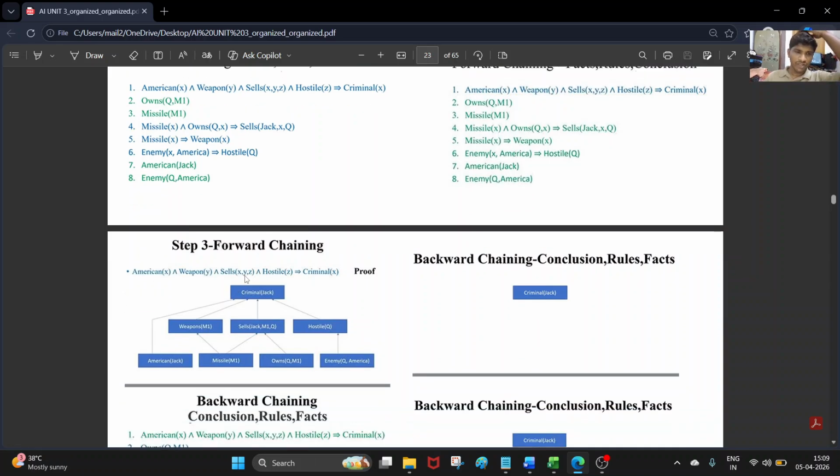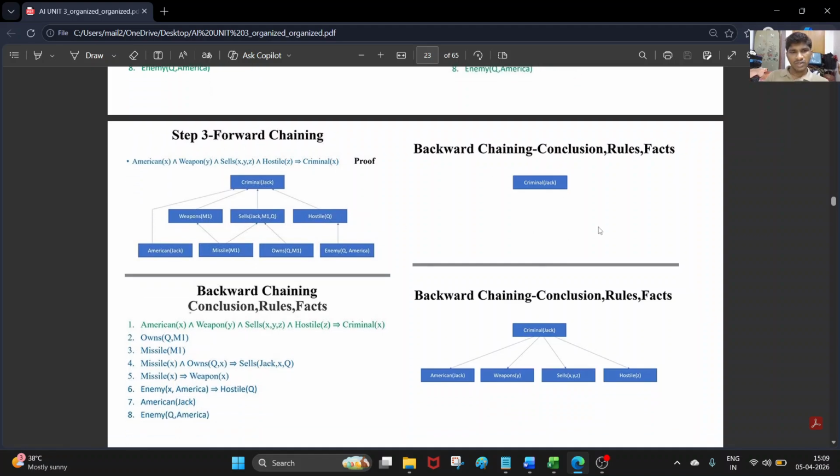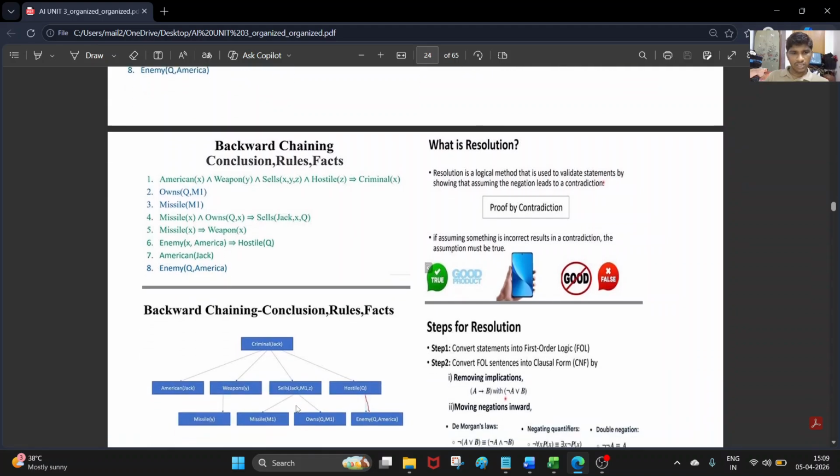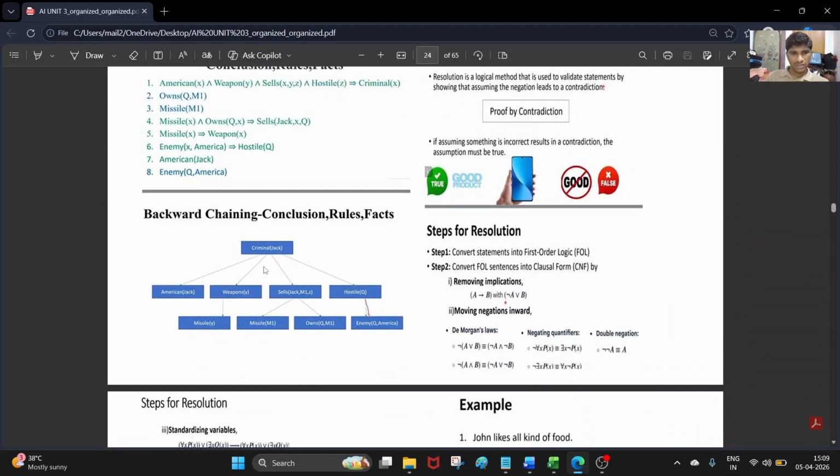So if you are going in a forward way, this is forward chaining. Next, backward chaining. We have to start from Criminal of Jack and then move downward. From criminal, what are the premises there? American, Weapon, Sell and Hostile, you have to write down. Then we take whatever matches with that and hold it. So next step is that. At last we will come to the facts. So this is the conclusion, these are the rules, and these are the facts.